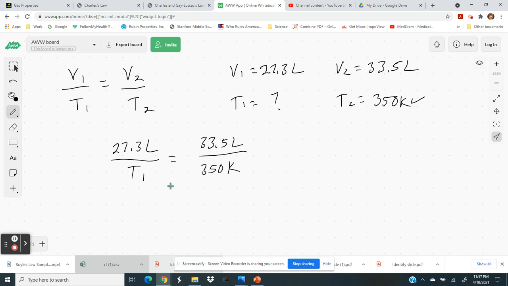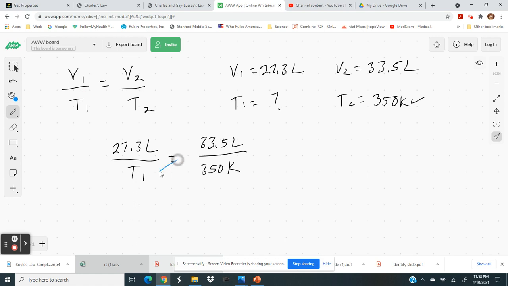So a couple ways you can do this. Number one is by multiplying both sides by T1. Once you multiply by T1 on both sides, it cancels out on the left and ends up on the right. Then you have to get rid of the 350K by multiplying both sides by 350K, and also divide by 33.5 liters to get rid of it from that side. That works, and that would be a valid way of doing it. But I think an easier way is to cross multiply. I don't know what it is, but students love to cross multiply, so here's a chance to do it.